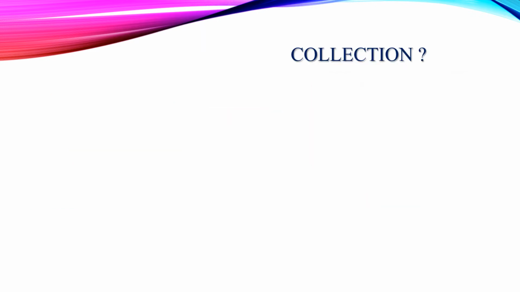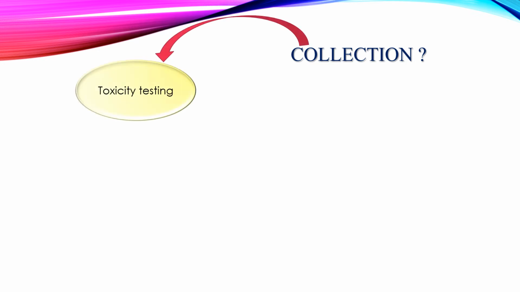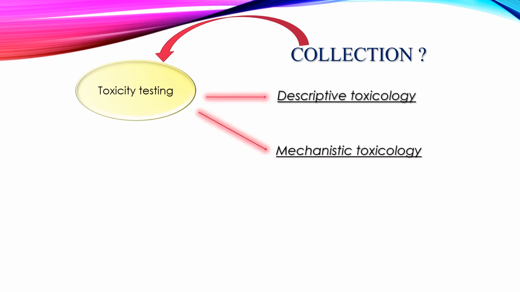So next is collection. For collection of toxicological data, we have to do toxicity testing. For toxicity testing there are a number of steps we need to follow, but the main thing for collecting toxicological data is toxicity testing. There are two types of toxicity testing, through descriptive toxicology and through mechanistic toxicology. These are also branches of toxicology.